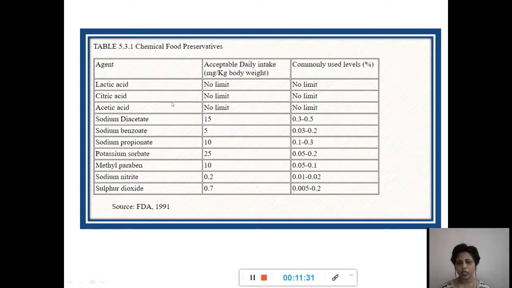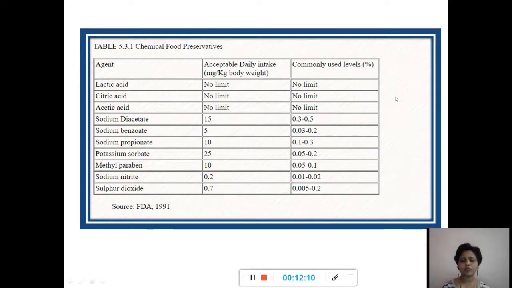That is given in milligrams per kg body weight, the acceptable daily intake which has been given here. So the level at which they are used in a food should be very low. See, 15 milligrams per kg body weight is only permitted in the case of sodium diacetate, but the percentage used in the food is 0.3 to 0.5%. If you use the chemical preservative beyond this level in the food, it would be toxic to the person consuming it. So I guess this is clear to you.